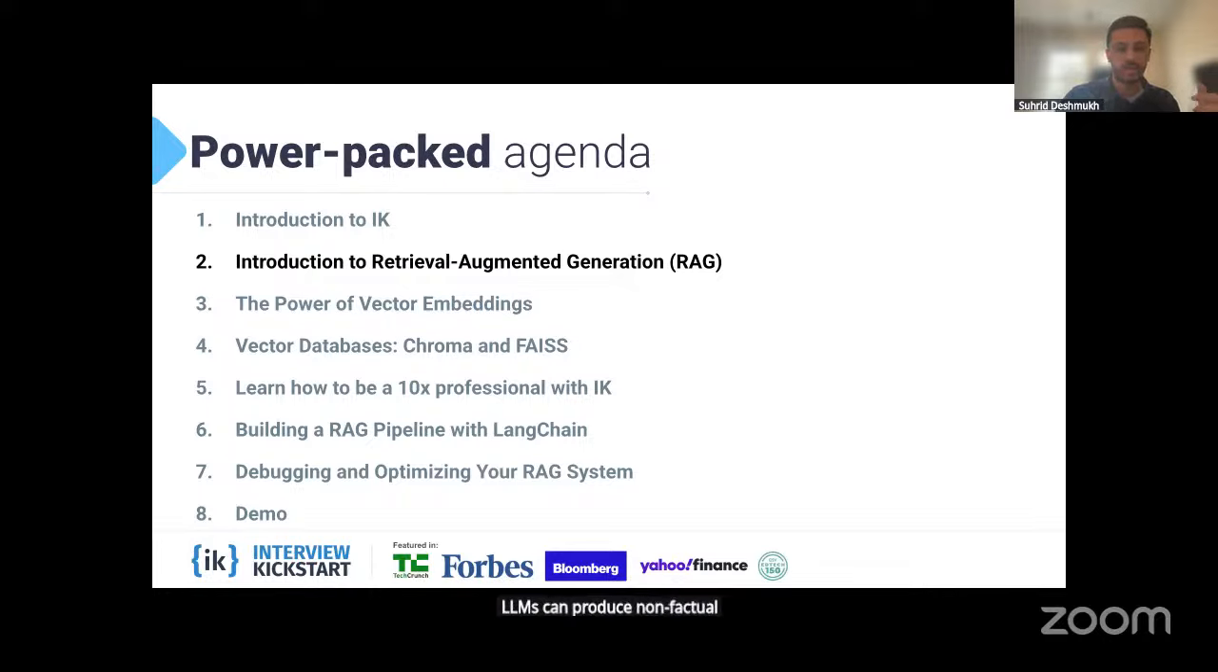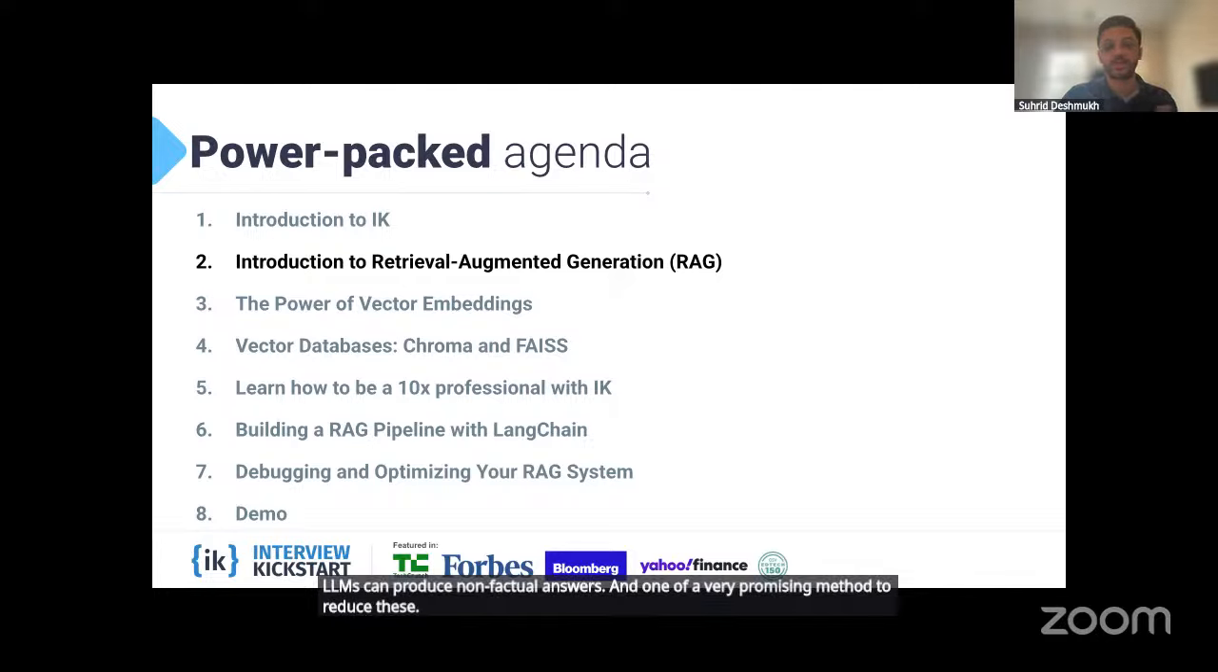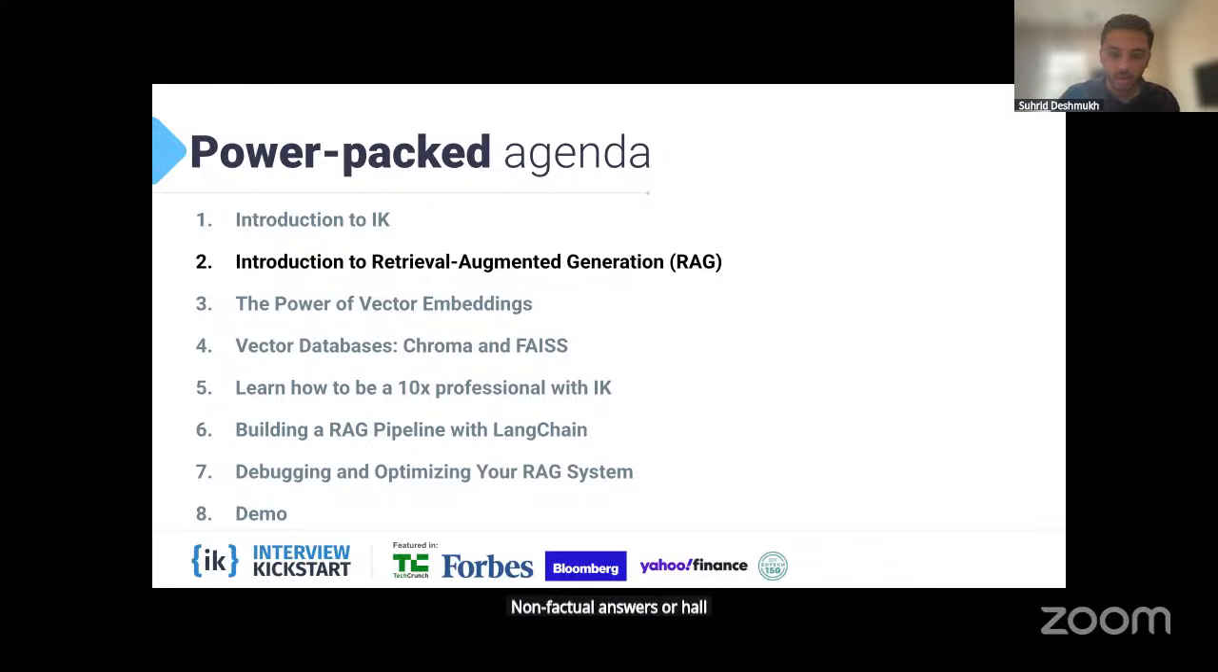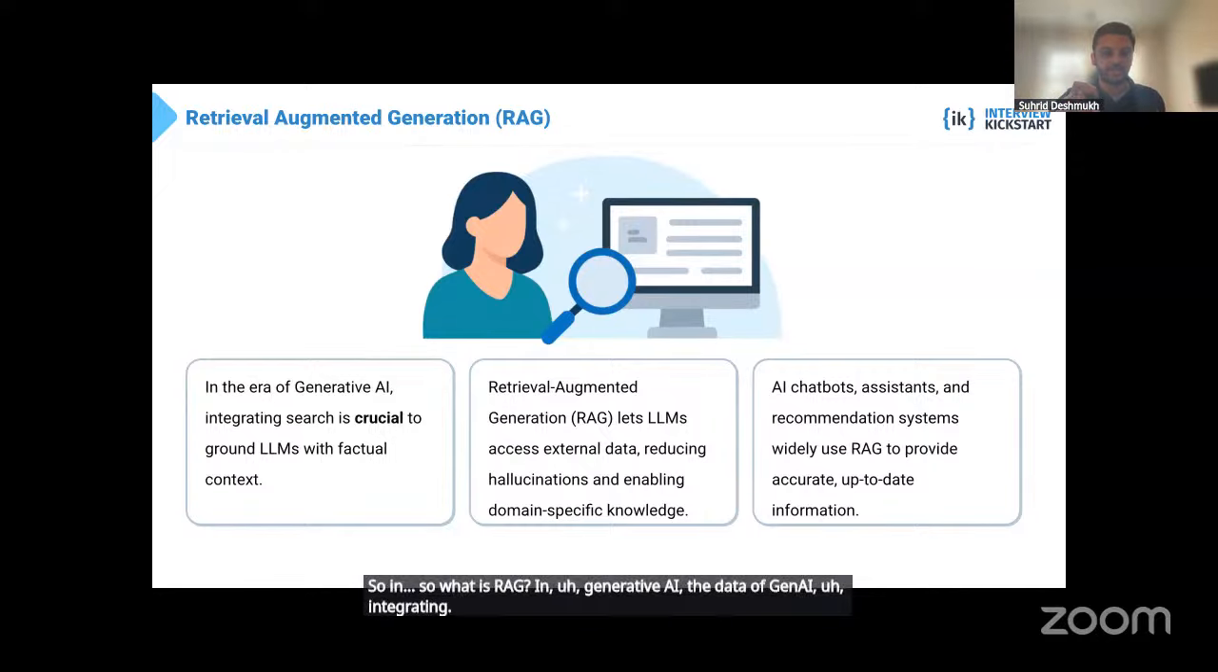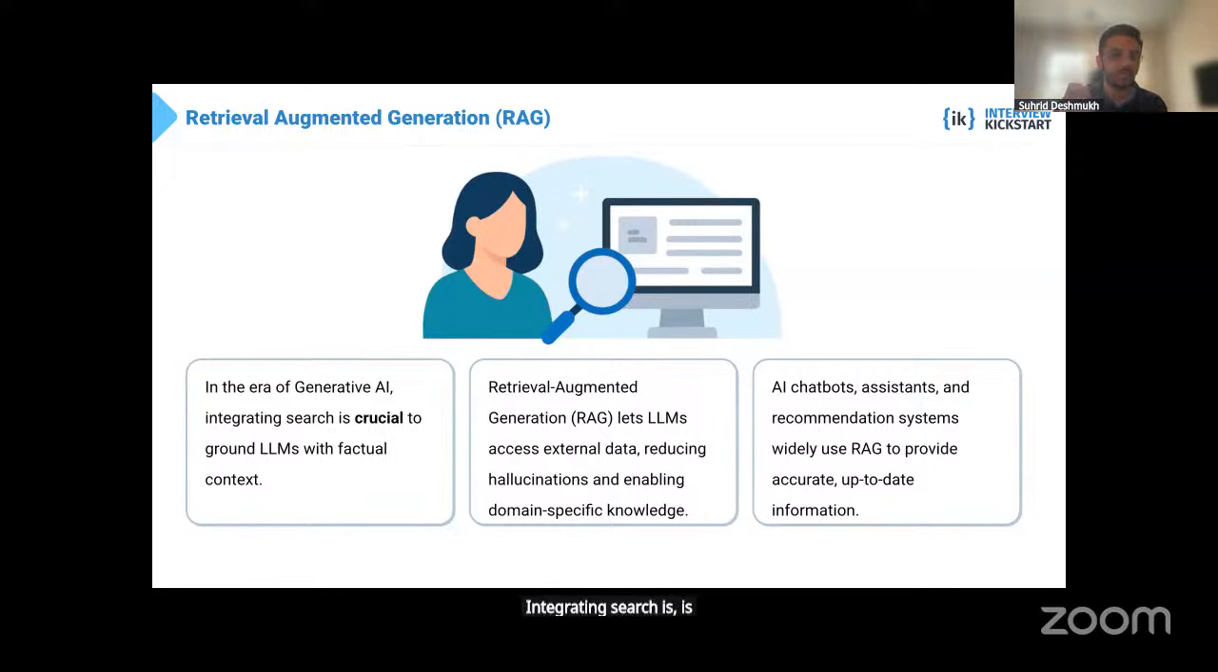Non-factual answers, and one very promising method to reduce these non-factual answers, or hallucinations as they're called, is by using RAG. This is not the only way to do so, but it is one of the most prominent ways. So what is RAG? In the era of Gen AI, integrating search is very important to ground LLMs with factual context. And RAG essentially lets you do that.